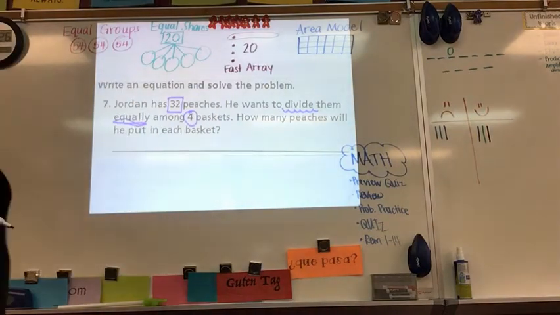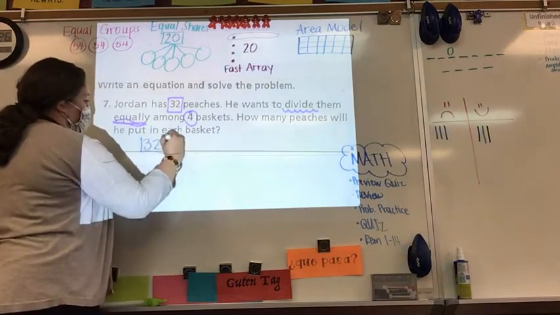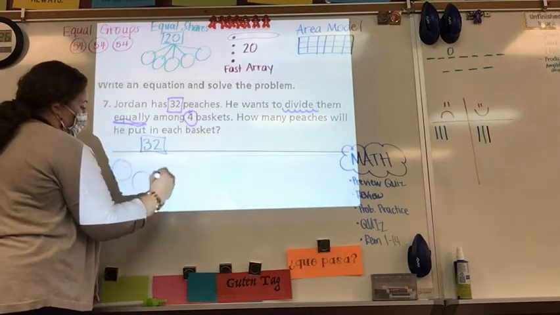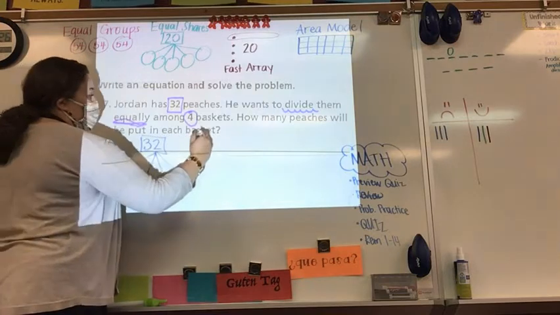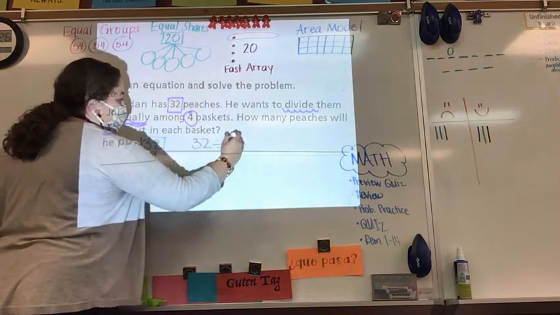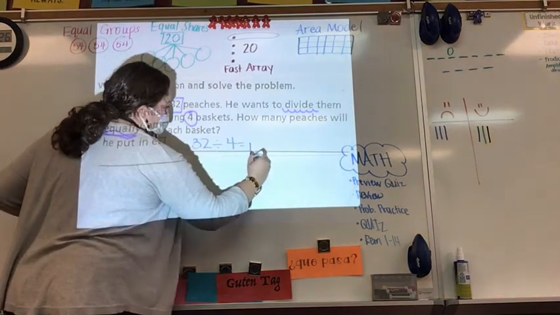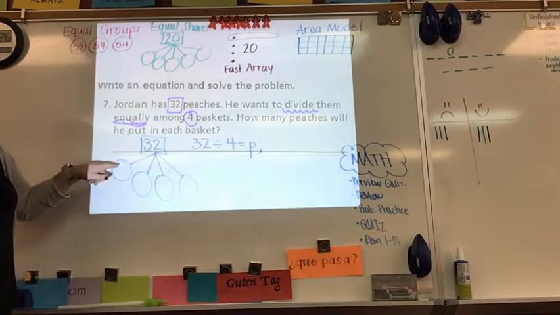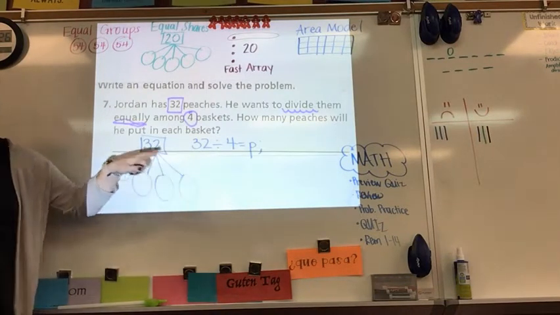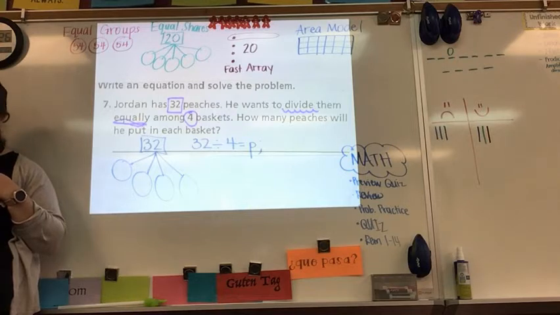What did you guys all have for your total on top? 32. Okay? When I split that into 4 groups, 1, 2, 3, 4, that tells me my equation is going to start with 32 being divided into 4 groups. That's going to be peaches. Now, is there 4 in each group, or are there 4 groups? There's 4 groups.